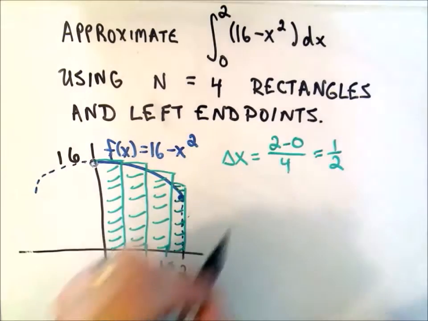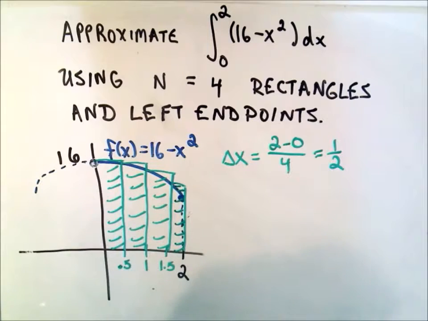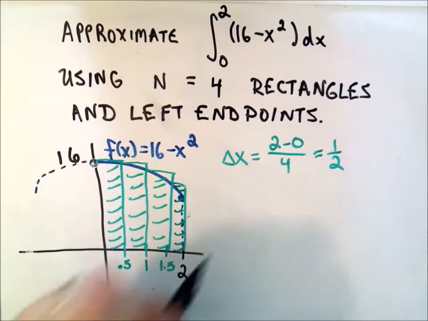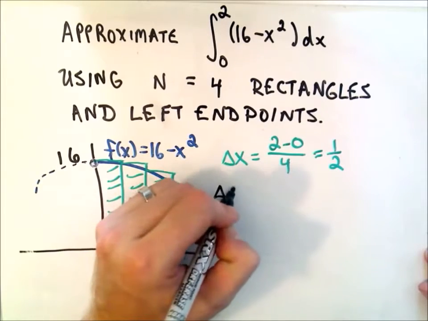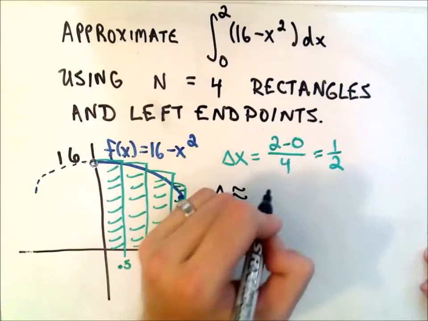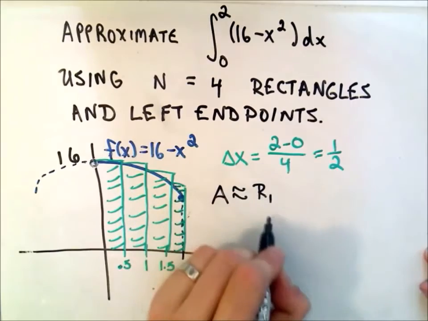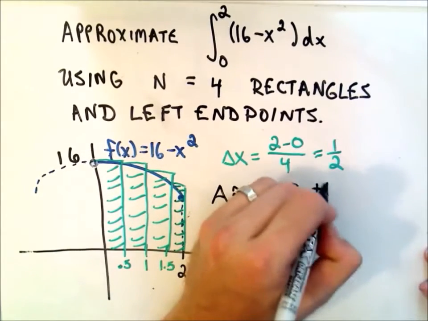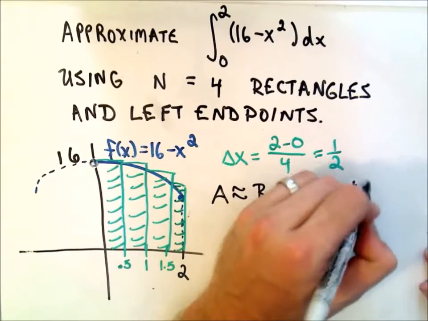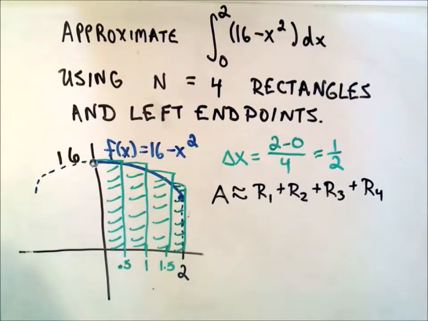So it's easy enough to calculate. If I can say anything about calculus, these are easy problems. At worst, they're going to be computationally tedious. Okay, so the area is going to be roughly equal to the area of rectangle 1 plus the area of rectangle 2 plus the area of rectangle 3 plus the area of rectangle 4.